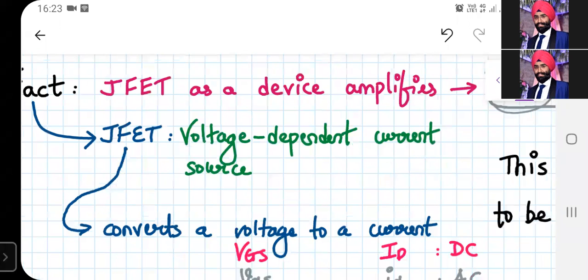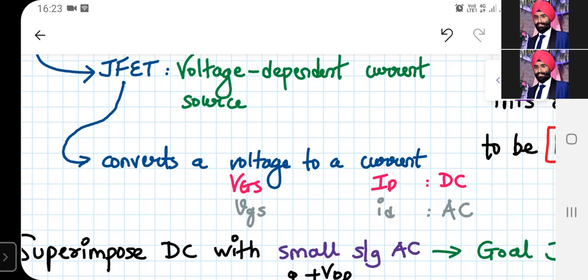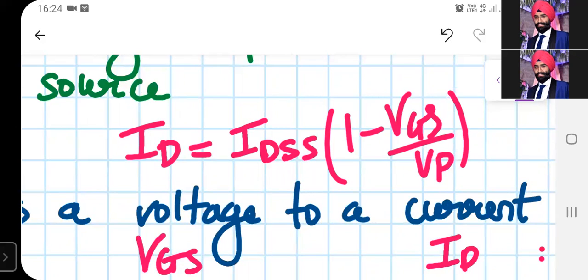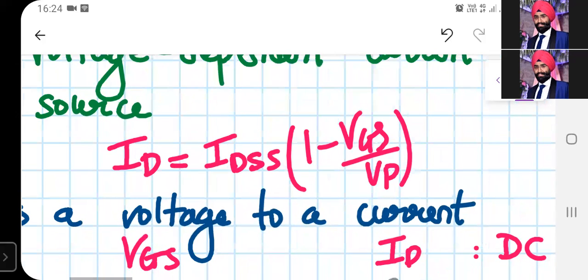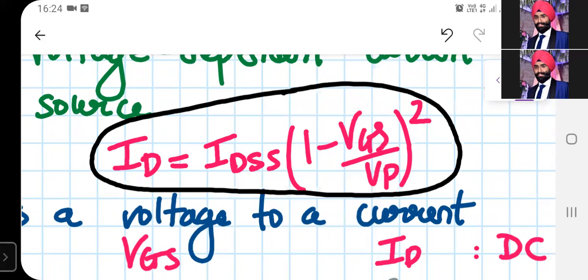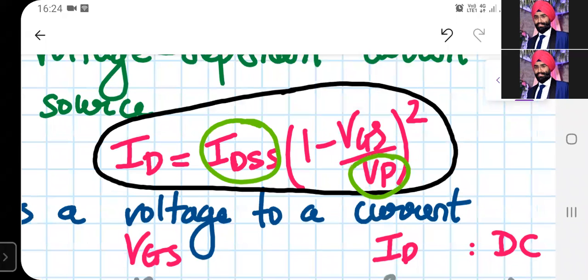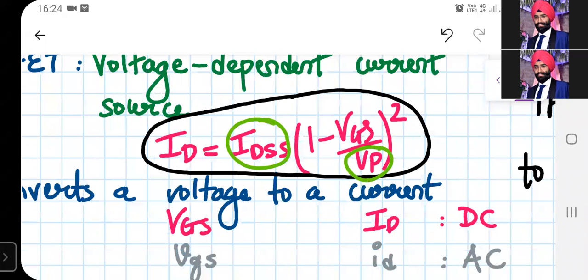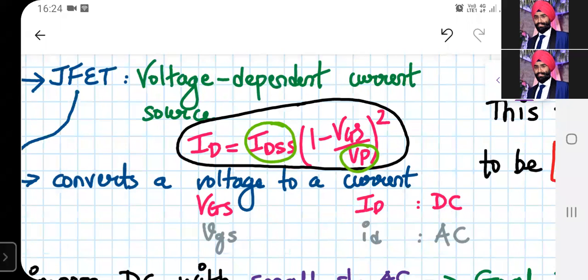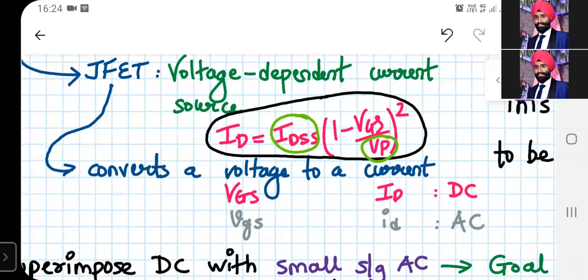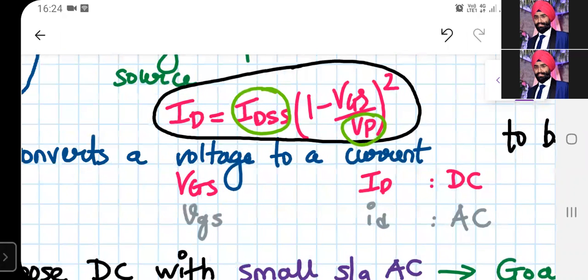And remember, we have seen the equation ID is equal to IDSS into (1 minus VGS upon VP) whole squared. In this equation, how many parameters are constant? The constant parameters are IDSS and VP. So, basically, we are relating ID and VGS. ID is the output current and VGS is the input voltage. Hence, we say JFET is a voltage dependent current source. It converts a voltage at the input to a current at the output. Whenever we write capital VGS and capital ID, that is a DC quantity, and whenever we write small vgs and small id, that is an AC quantity.